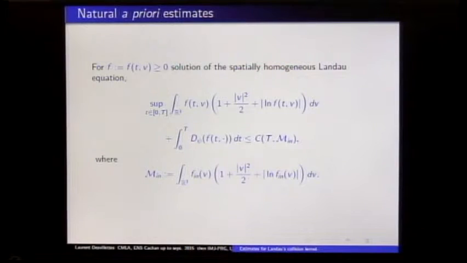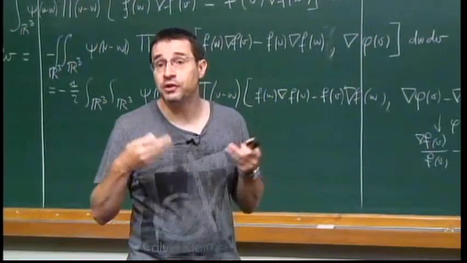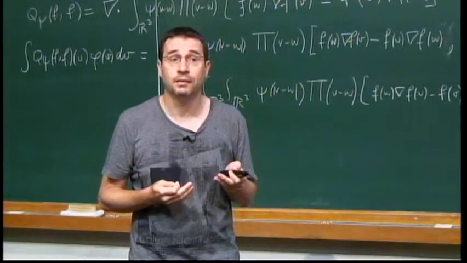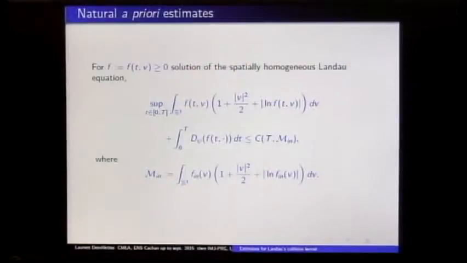So those are the a priori estimates which come out of physics. And in fact, as we will see later, those are the only a priori estimates which are known in the case of the original Landau kernel with the Coulomb interaction, the one which is physically relevant. So you have somehow to build a theory starting from this, that is, knowing only that f is in L infinity in time with values in L log L in V.